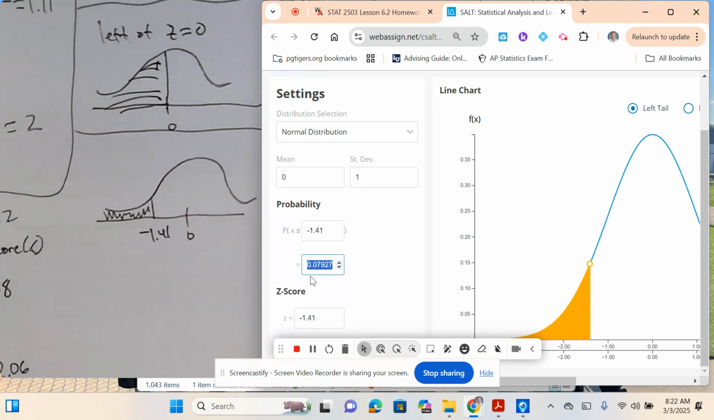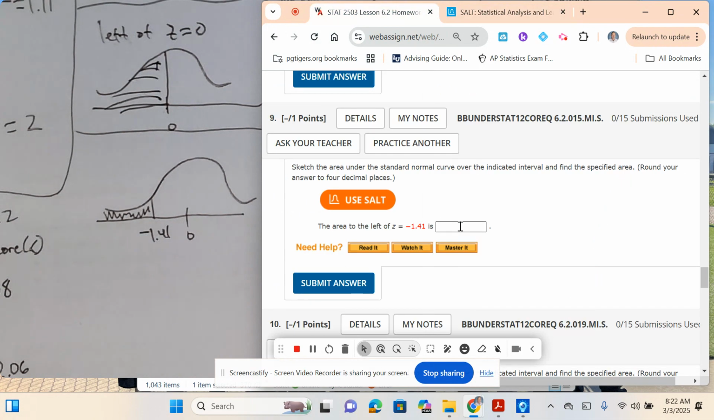So I'll do Control C. So 0 and 1, left, because it's left of that, and then I put in my z-score. Okay. And I've got to go 4 decimal places, so I think I've got 5 here. So I need to go 3 at the end.